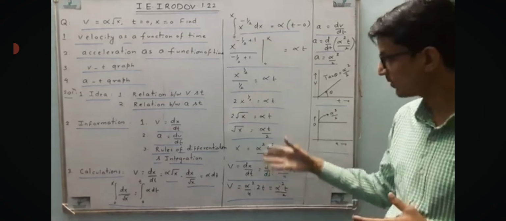Now we know that velocity is dx by dt. You just differentiate that, so velocity comes out to be alpha square t by 2. Next, acceleration is dv by dt. You just differentiate that, you get acceleration is alpha square by 2. Now talking about the graphs, in the v-t graph, because v is proportional to t, the graph will be a straight line. Let's suppose this angle is theta, so then tan theta will be alpha square by 2. Similarly, acceleration is constant, alpha square by 2, so that will be the shape of the graph.